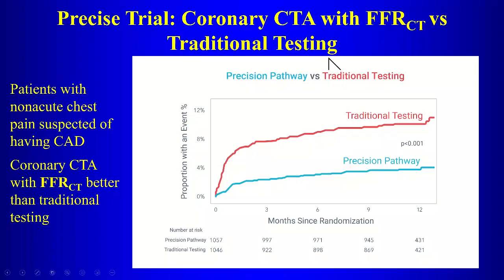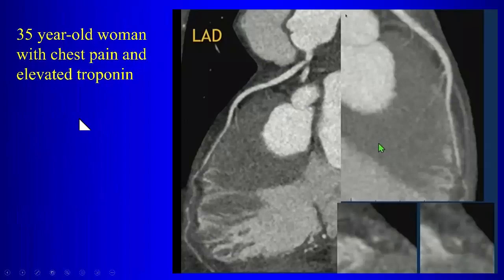Remember I showed you earlier when they compared coronary CTA to stress testing, there was no difference in functional evaluation in patients suspected of having coronary artery disease. Well, here, when you use coronary CTA with fractional flow reserve, there is a very significant difference in terms of event rates. There are much better results here, with event rates much lower when you do CT with fractional flow reserve compared to traditional testing, where you're just doing stress tests and the usual workup that we've always used. Okay, so that's good news for CT.